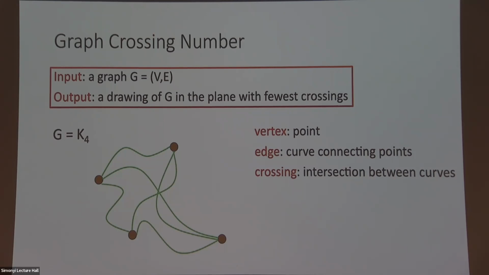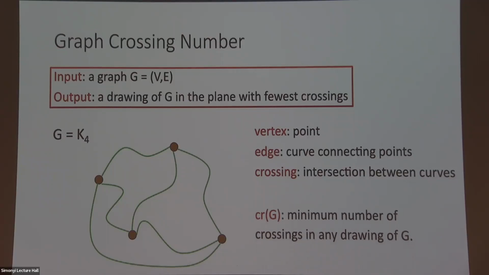So actually, we do know that K4 is a planar graph, right? So if we draw the graph differently like this, then this is a drawing with no crossings. And this is also what we call a planar drawing. Okay, so the crossing number of a graph is simply defined to be the minimum number of crossings in any drawing of this graph. So this is the definition of the problem, and the goal is to compute this number as well as a drawing that achieves this number of crossings.